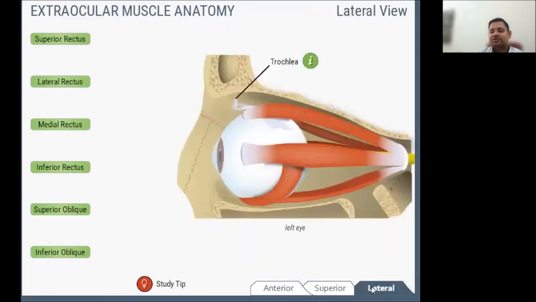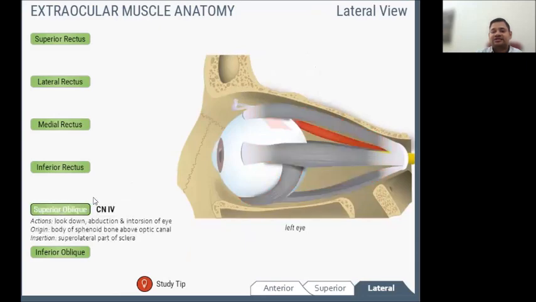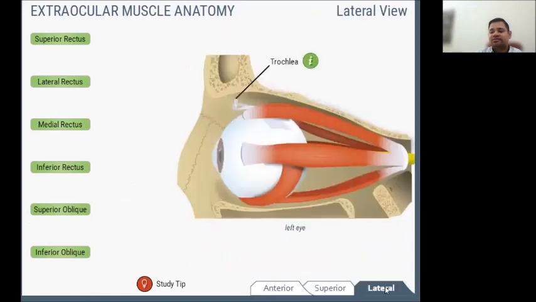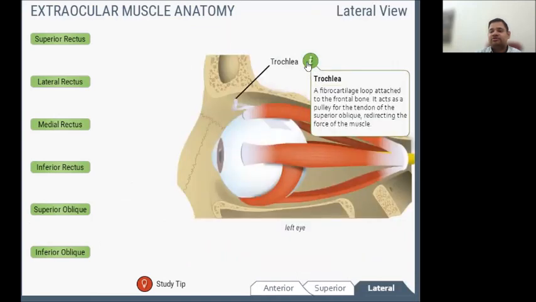Now there is one thing more, that is trochlea. Trochlea is attached to the superior oblique. The superior oblique has something very specific: the muscle goes through the trochlea. So what is trochlea? Trochlea is a fibrocartilage loop which is attached to the frontal bone. It acts like a pulley for the tendon of superior oblique, redirecting the force of the muscle.